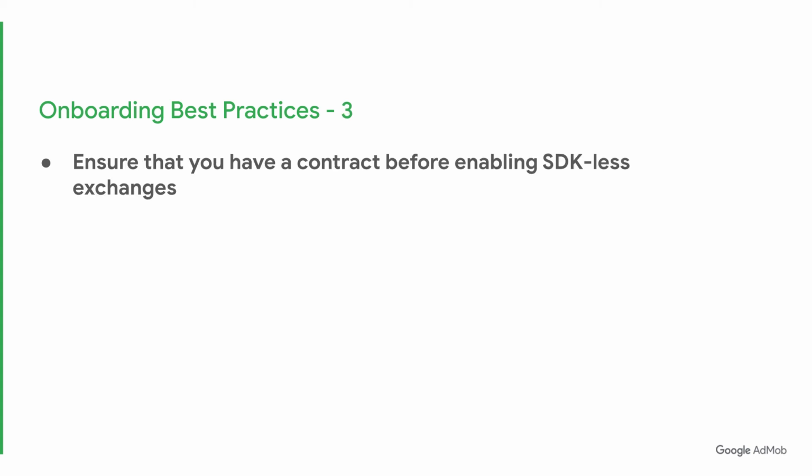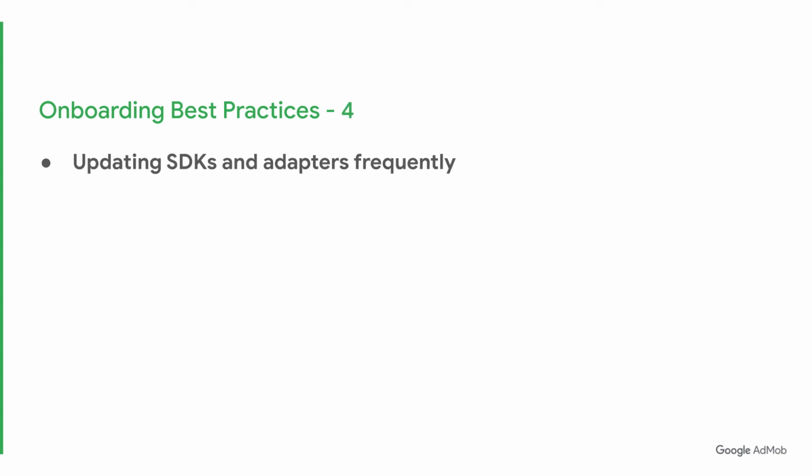Thirdly, as mentioned before, please ensure that you have a contract before enabling SDKless exchanges. And lastly, we recommend updating SDKs and adapters frequently. We've continually been making open bidding better, especially over the last few months. We strongly recommend publishers onboard with the latest GMA SDK, along with updating any relevant adapters and SDKs for non-SDKless networks. Latest releases often reduce latency, increase show rate, and boost overall performance.